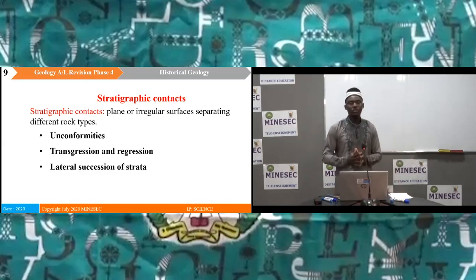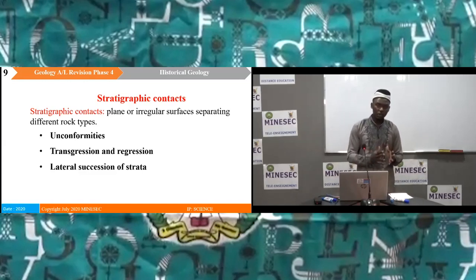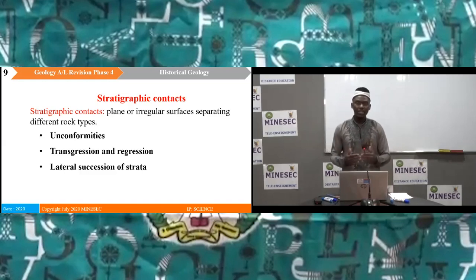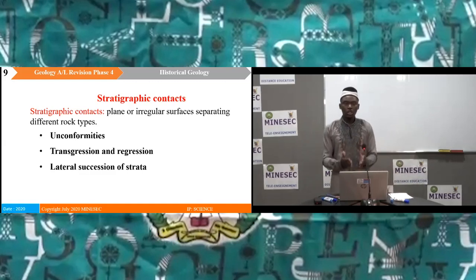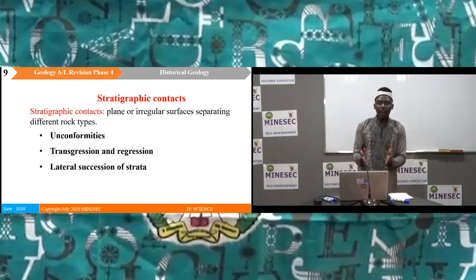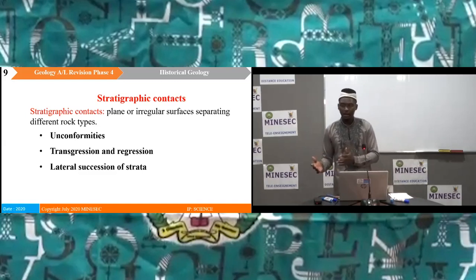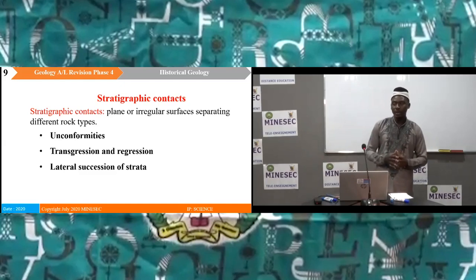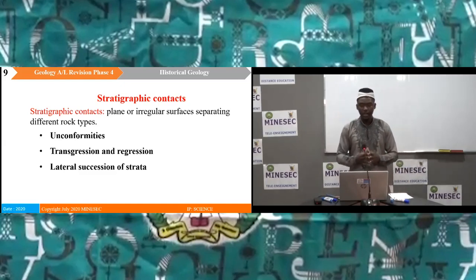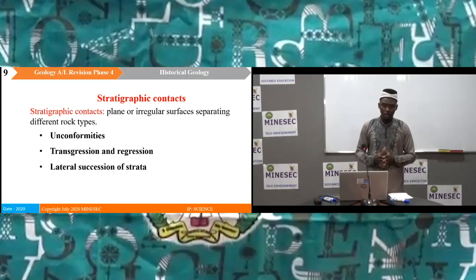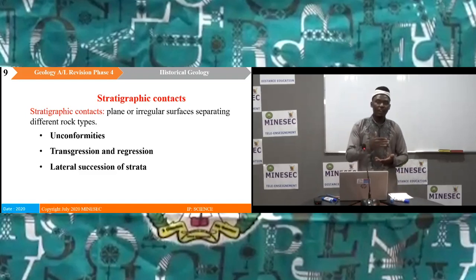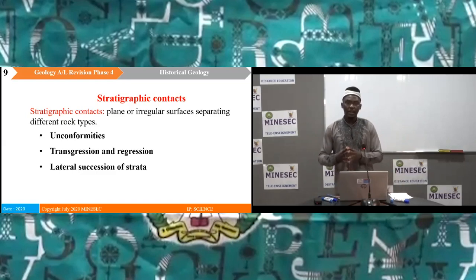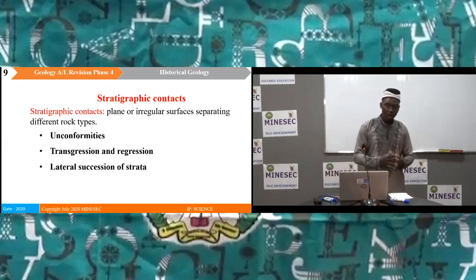Lateral succession of strata. Transgression and regression bring about fluctuation in depositional environment, such that depositional environments that were adjacent to one another tend to override one another, bringing about a vertical variation in facies. Lateral succession or lateral variation in facies causes vertical variation in facies as environments migrate and their formations override one another.